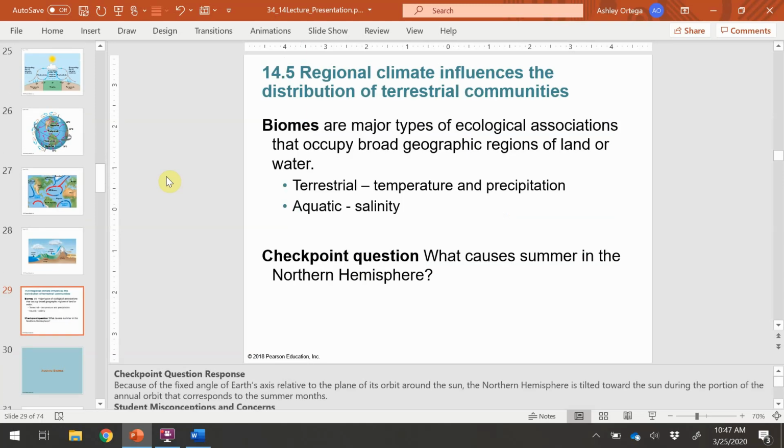know for the exam. All right, so moving right along, our next topic will be biomes. Biomes are defined as major types of ecological associations that occupy broad geographical regions of land or water. So biomes are defined first by, are they terrestrial, are they on land, or are they aquatic, are they in water?